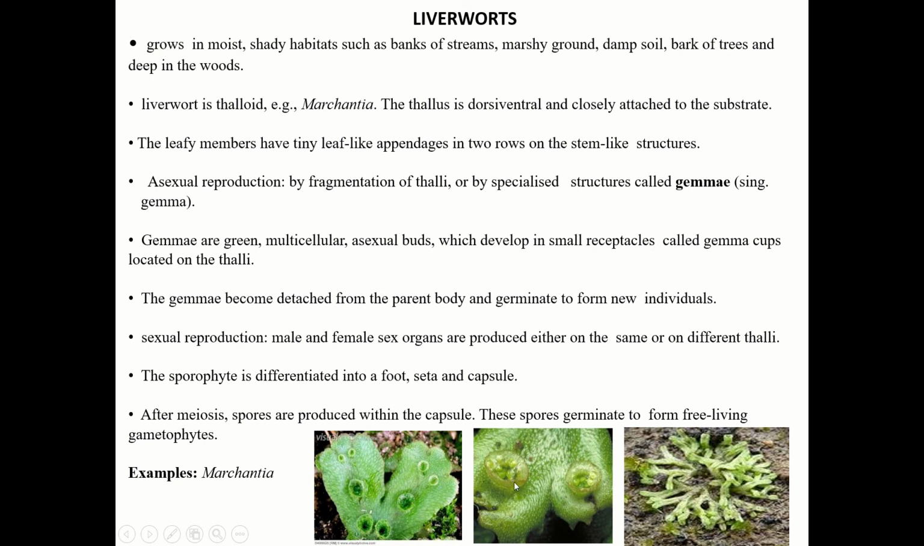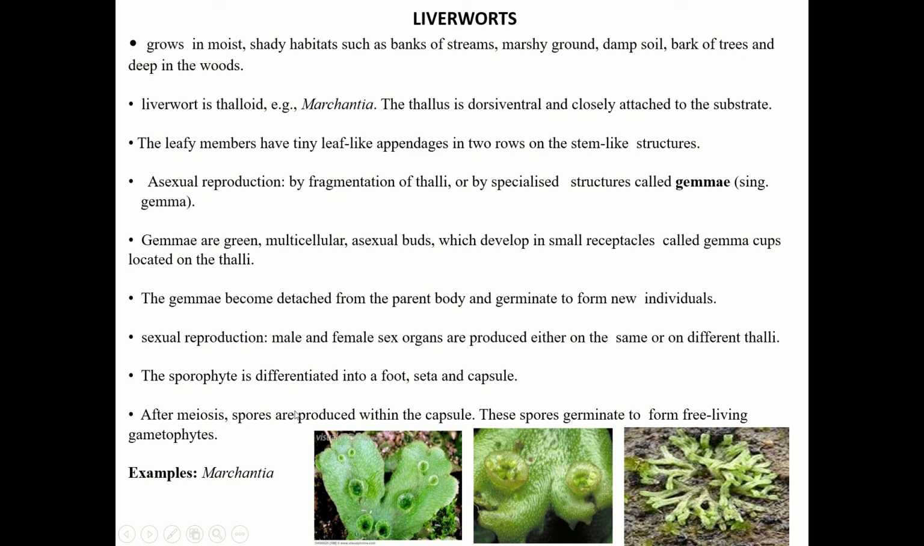The cup detaches, that is, separates from the thallus, and it will grow into a new individual. Sexual reproduction: male and female sex organs are produced either on the same or on different thalli. Some plants produce male and female sex organs on the same thallus, and some produce them on different thalli.